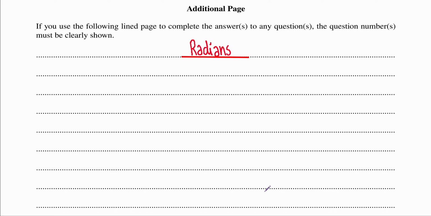Let's talk about what a radian is. So we know when we have a circle, right? Let me just draw a quick circle. We know that it has 360 degrees. But have you ever thought, why is it 360 degrees?